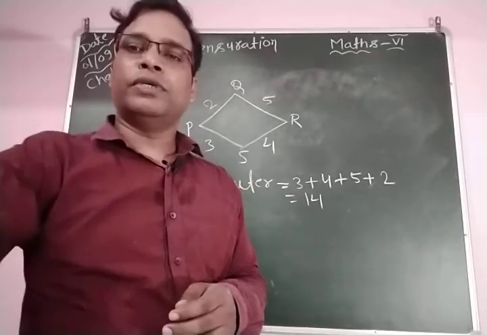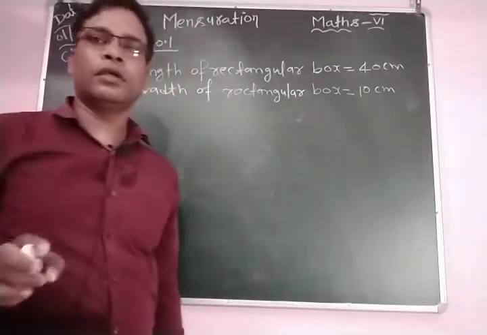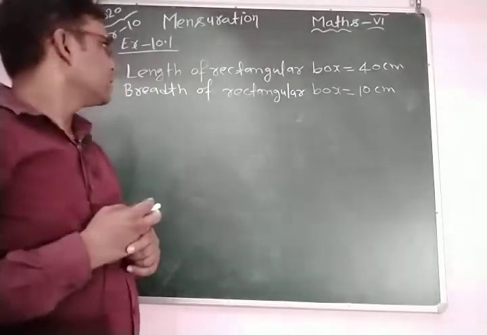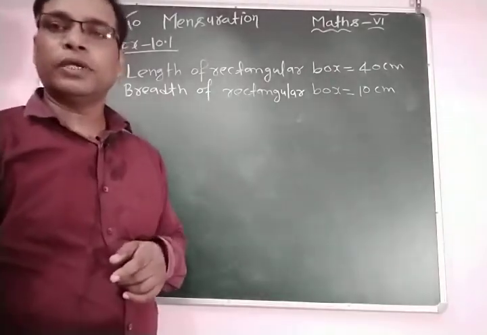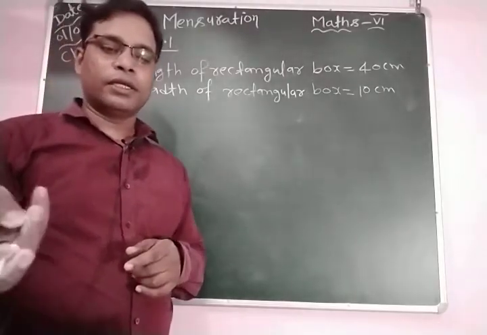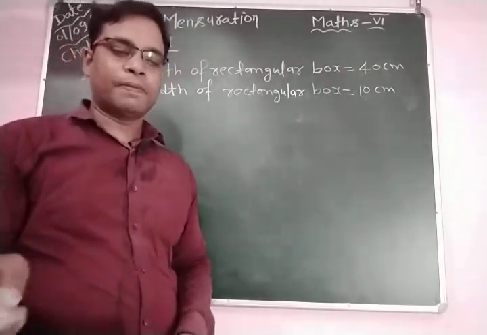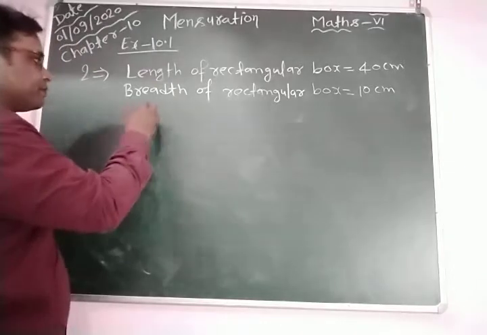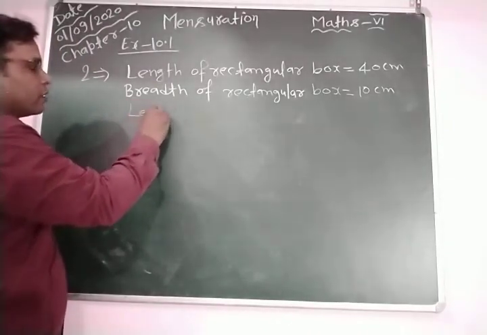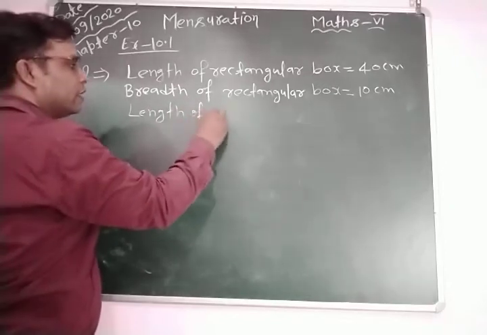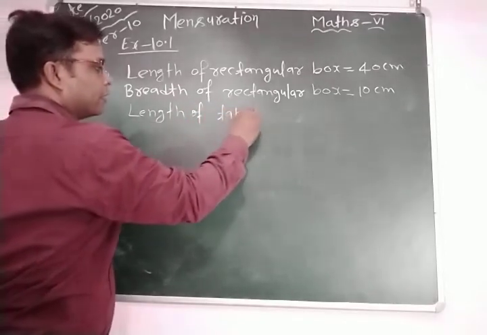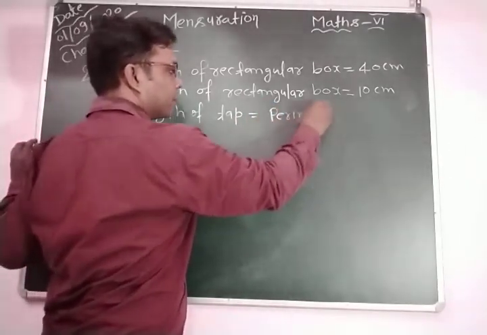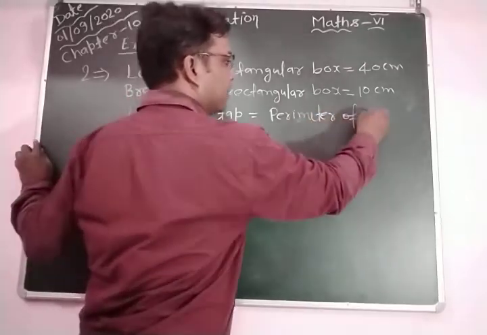So let's see how to do it. In this question you can see the length of the rectangular box is equal to 40 centimeters and the breadth is equal to 10 centimeters. We need to find the length of tape required. So the length of tape is equal to the perimeter of the rectangular box.